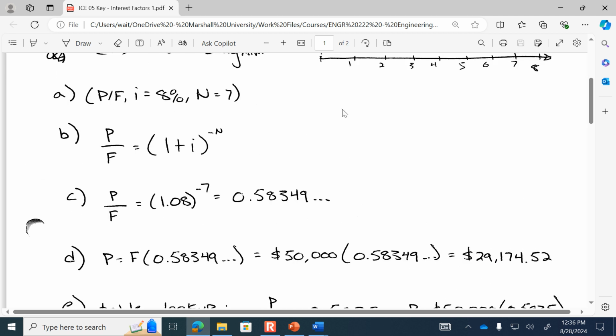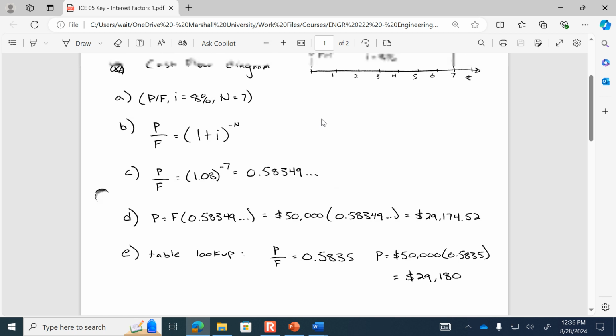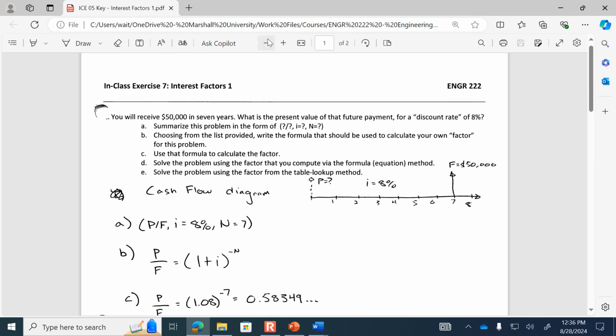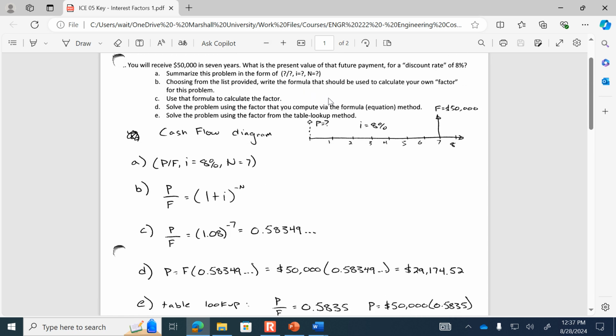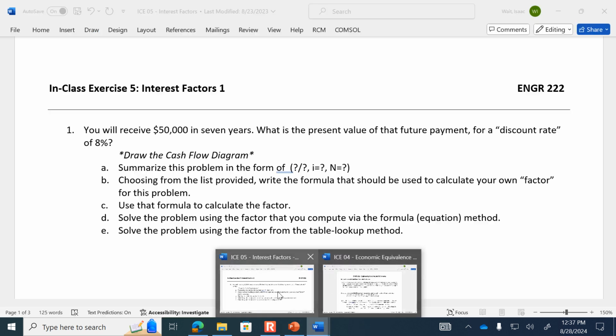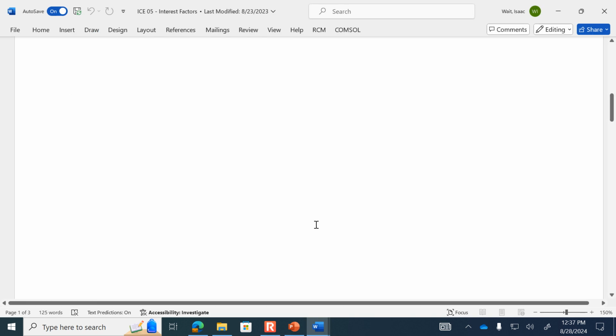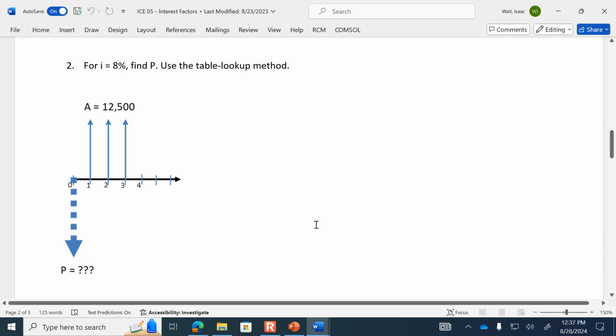All right, so that one's a pretty good run-through, from beginning to end, of what's going on with these factor type problems. Problem 2. Instead of a word statement, you've just got a diagram. And you're getting pretty good, hopefully, at interpreting these. You can see that the unknown is a present value.